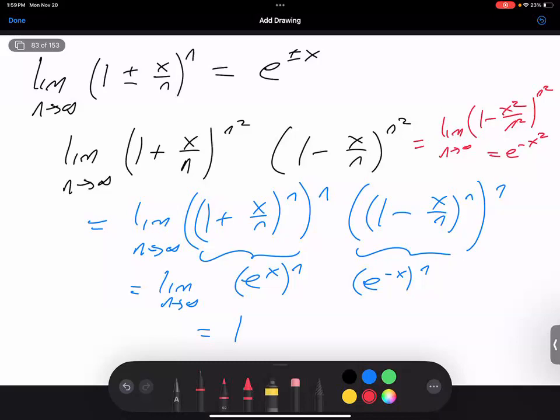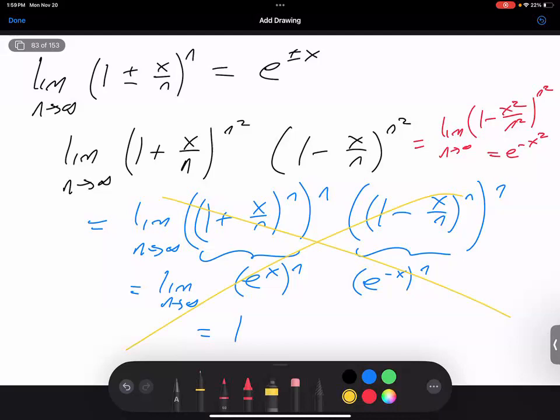This is correct, and this over here is wrong. But there are lots of people who make arguments like this. Let me try to break it up. And n squared, I can write that as n times n. I know that this piece is going to get really close to e to the x, and the second piece is really close to e to the negative x.